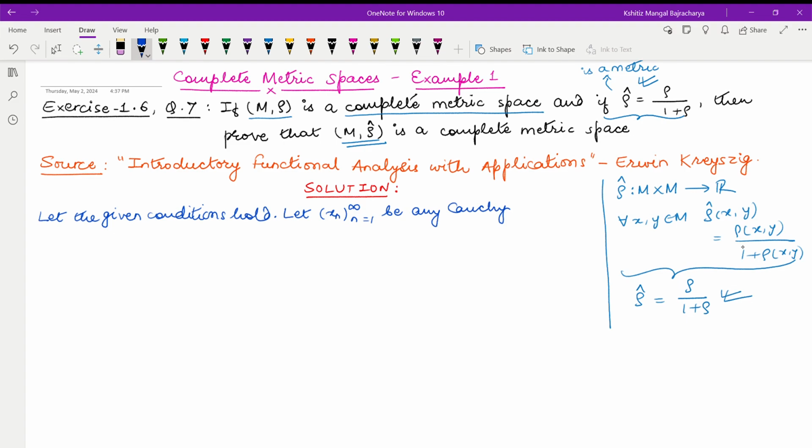Let (xn) be any Cauchy sequence in (M, ρ'). Now we're choosing any Cauchy sequence. If we can show that any Cauchy sequence is convergent, it means that no matter what Cauchy sequence we choose, it will always be convergent. So every Cauchy sequence will be convergent in the end, which makes the metric space (M, ρ') complete.